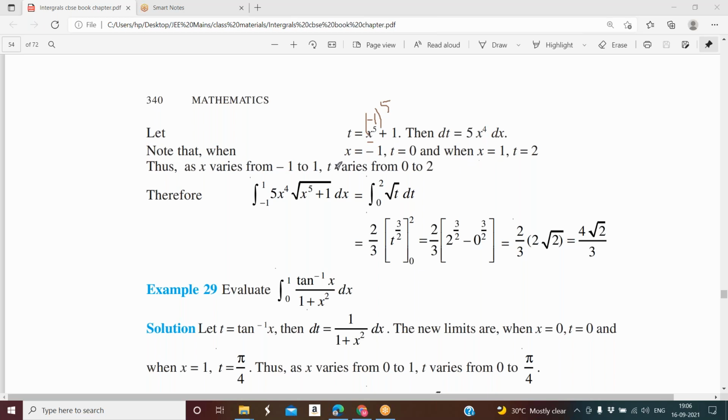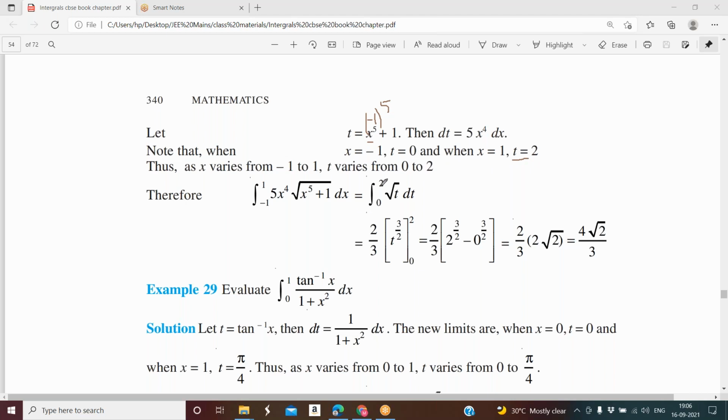Similarly, when x takes 1, the upper limit is 1. What is your t? Calculate. Substitute x equal to 1 in the transformation. You will get 1 to the power 5. 1 to the power 5 is again 1. So 1 plus 1 is 2. Therefore, t is 2. Now my upper limit is 2. Lower limit is 0. Now the limits are changed.